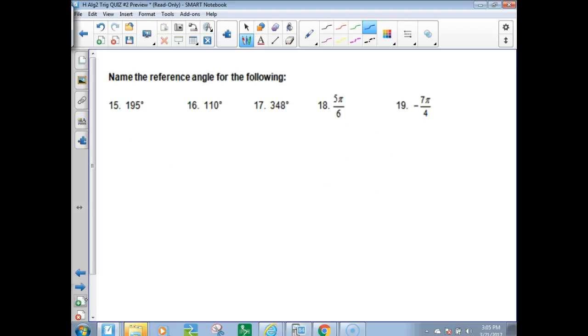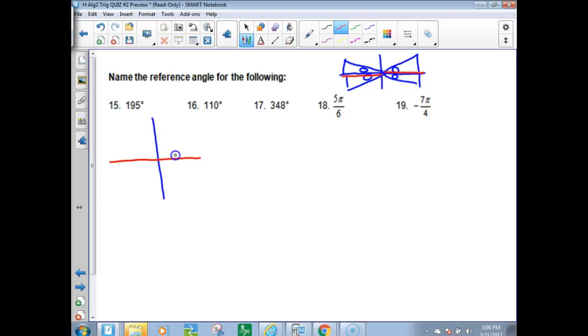Okay, name the reference angle for the following. Reference angles are always with the x-axis. They are here. Let's make a little bow tie. Here, here, or there. Now, I didn't make them any particular size for any particular reason. It's just that you have to have them with the x-axis. They're never here up in those spots. They're always by the origin and with the nearest x-axis.